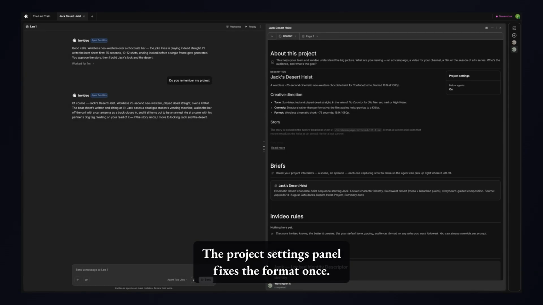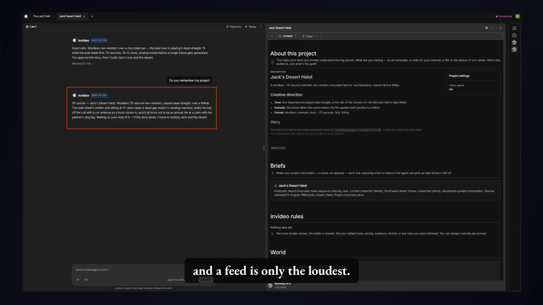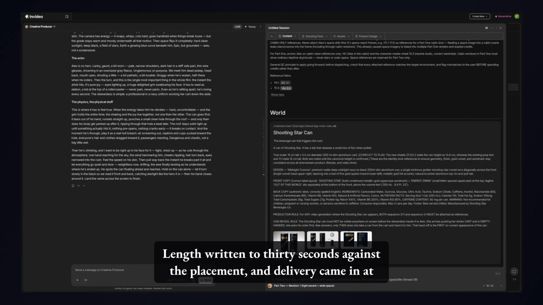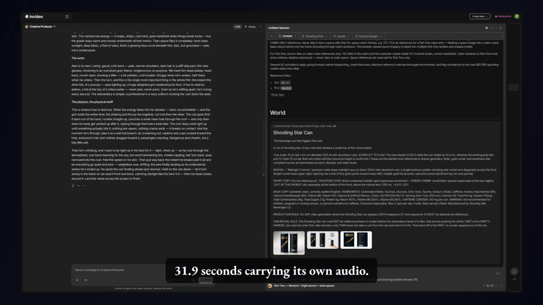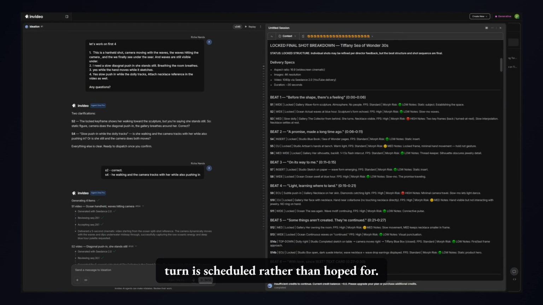The project settings panel fixes the format once. At volume, an unreasoned setting multiplies. Resolution 1920 by 1080, because television is one of the destinations and a feed is only the loudest. Length written to 30 seconds against the placement, and delivery came in at 31.9 seconds carrying its own audio. The two-half structure entered as a shot plan. Cabin first, space second.